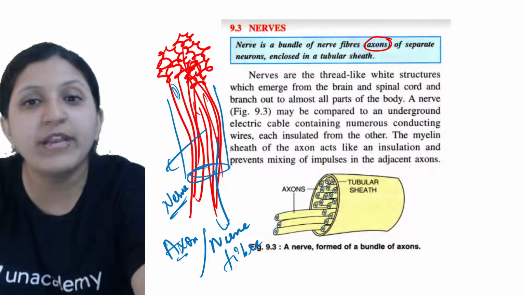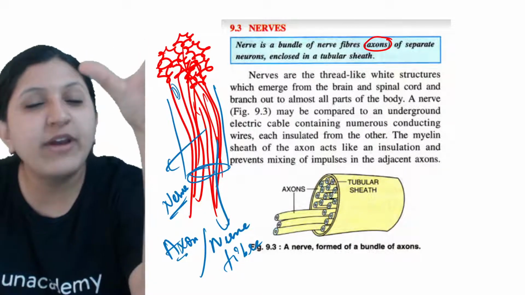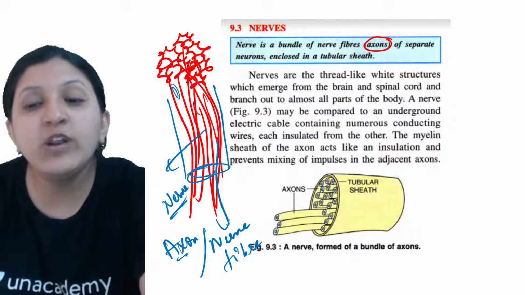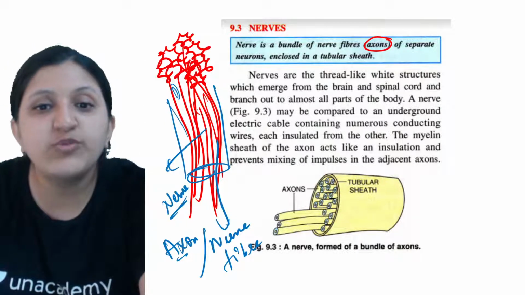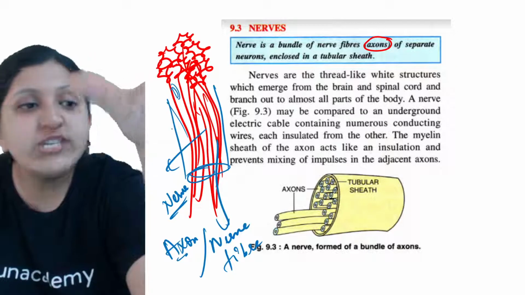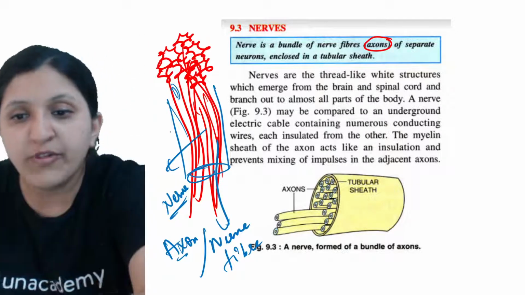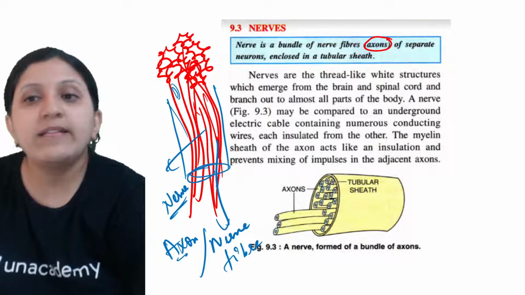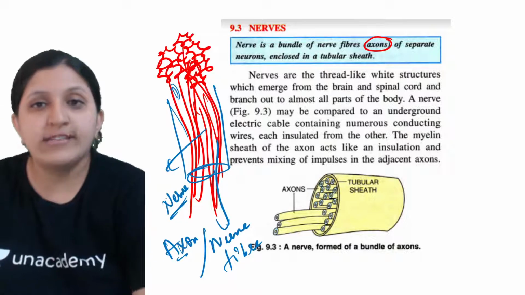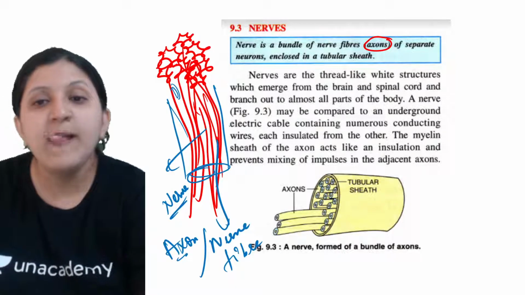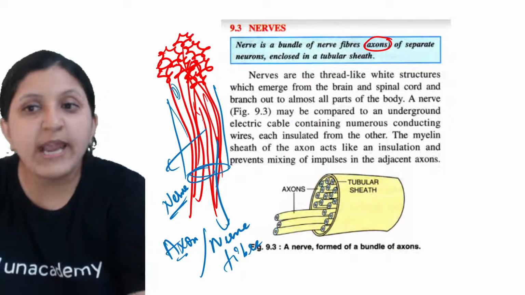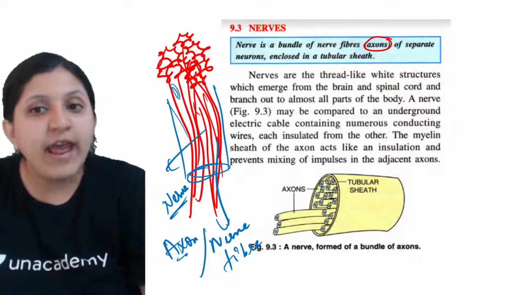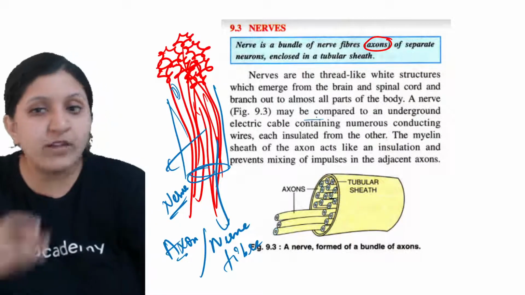So these are all separate neurons, and here you can find separate axons enclosed in a tubular sheath. This one is a tubular sheath which is enclosing all these nerve fibers. Okay, so nerves are thread-like white structures. That is, the axon is white in color, and they emerge from the brain and spinal cord and run out to almost all the parts of the body.